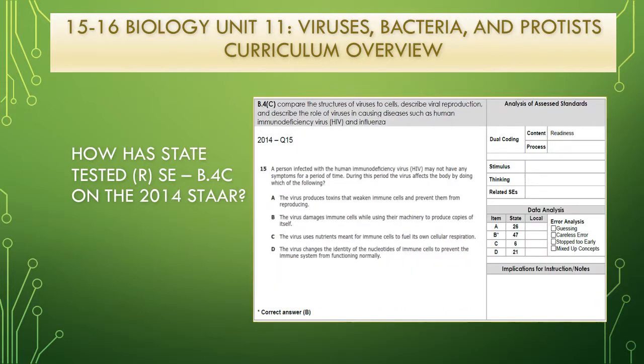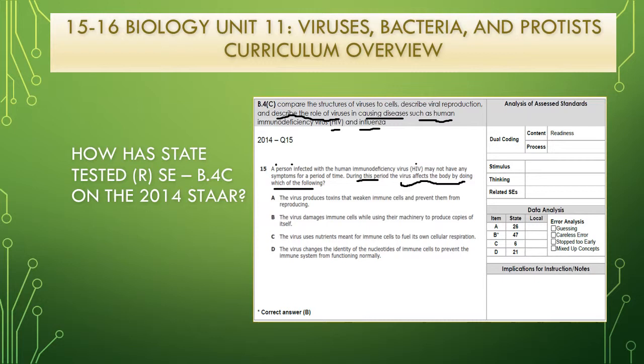Now, as we look at a question from 2014, it says a person affected with the human immunodeficiency virus, HIV, may not have any symptoms for a period of time. During this period of time, the virus affects the body by doing which of the following? So what part of the SE is being assessed at this time? It's assessing, describe the role of viruses in causing diseases such as HIV and influenza.